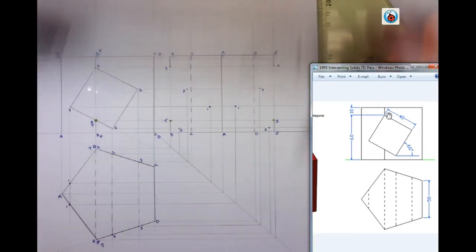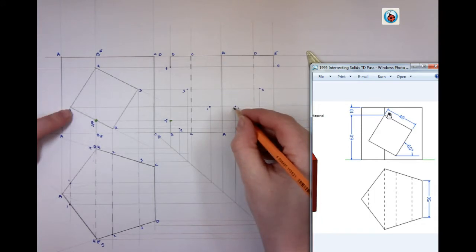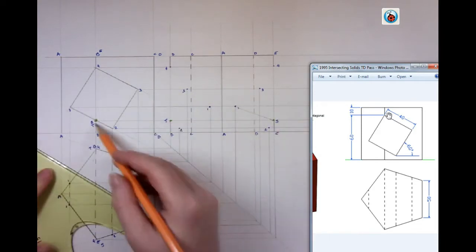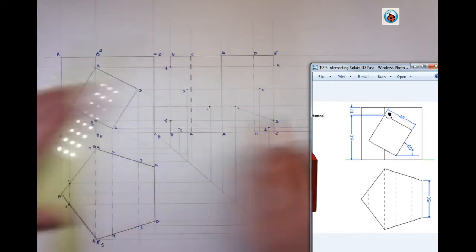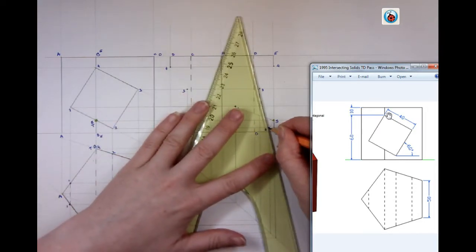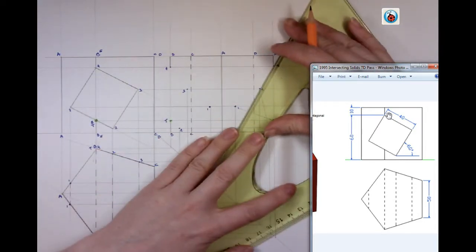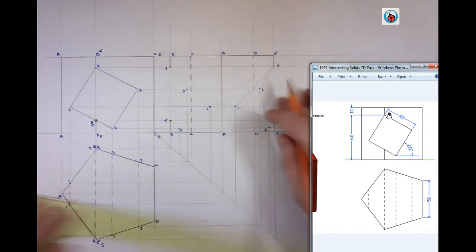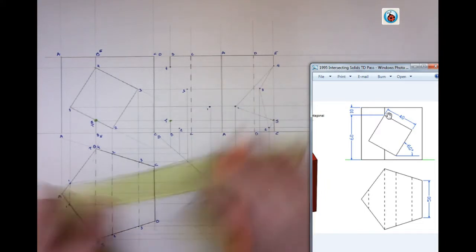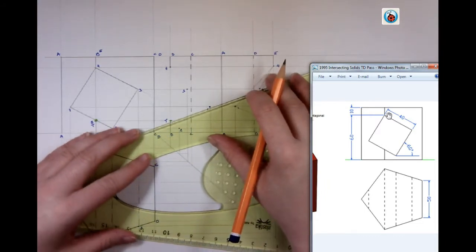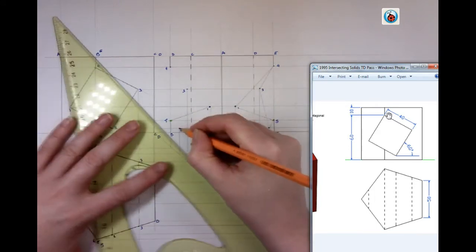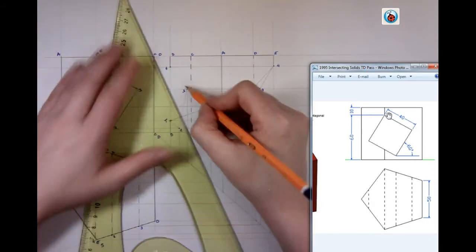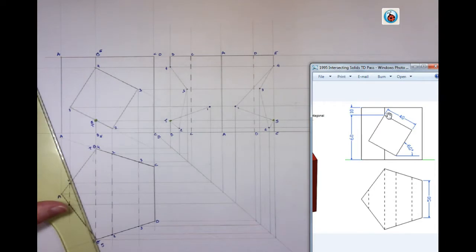Now, we need to join our dots. 1 goes to S. S goes to 2. 2 goes to 3. 3 goes to 4. And 4 goes to 1. So that's the points joined. We've literally just joined points. Now, it's going to be very similar on the other side. 1 goes to T. T goes to 2. 2 goes to 3. 3 goes to 4. And 4 goes to 1.